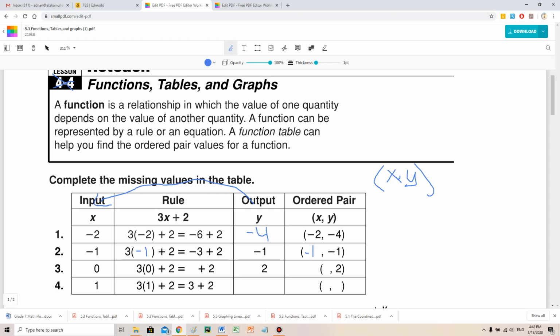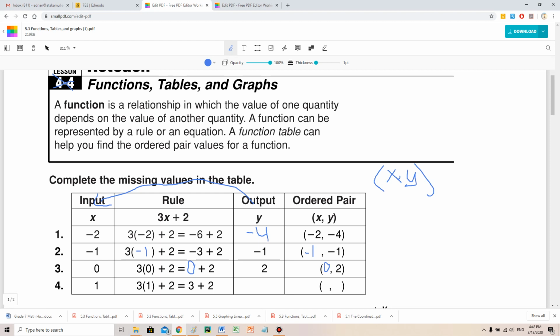Over here you'll see that they're substituting the value of 0. The x value is 0. So 3 times 0 plus 2. Well, what's 3 times 0? It's just 0. And what's 0 plus 2? It's just 2. So now we have our ordered pair, 0, 2. That's our next point.